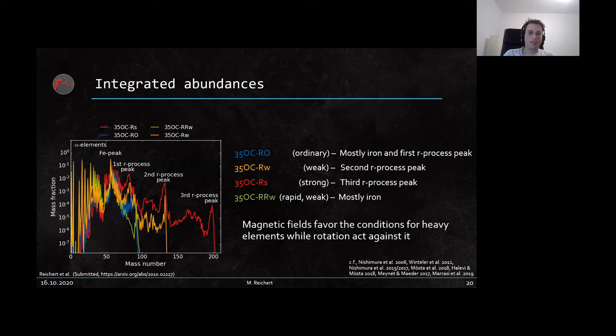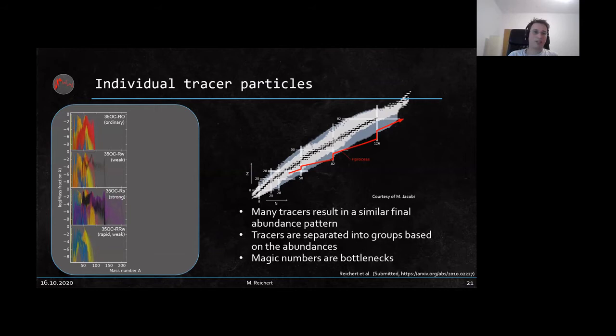Before I showed you the integrated pattern, but you can also look at individual fluid elements in this simulation. Now we have basically the same plot as before, but for every individual fluid element on the left, so each line is one of the calculations. You can see that these different fluid elements synthesize elements that are pretty similar to each other within different groups. These groups arise from the magic numbers in the nuclear chart that act as bottlenecks for the nucleosynthesis flow.